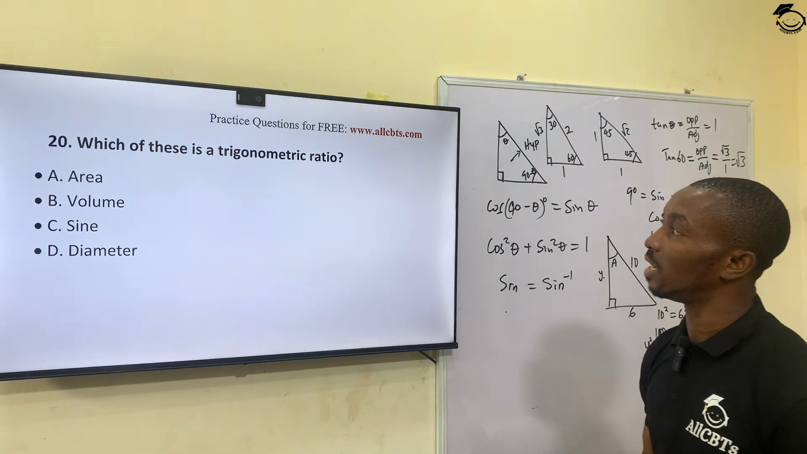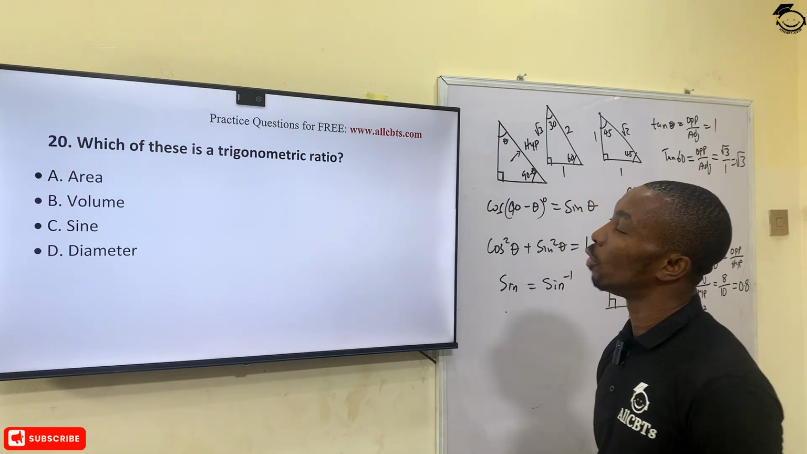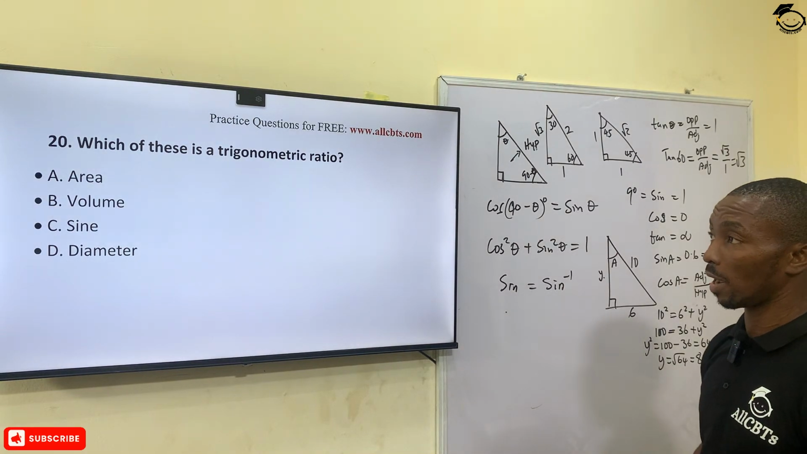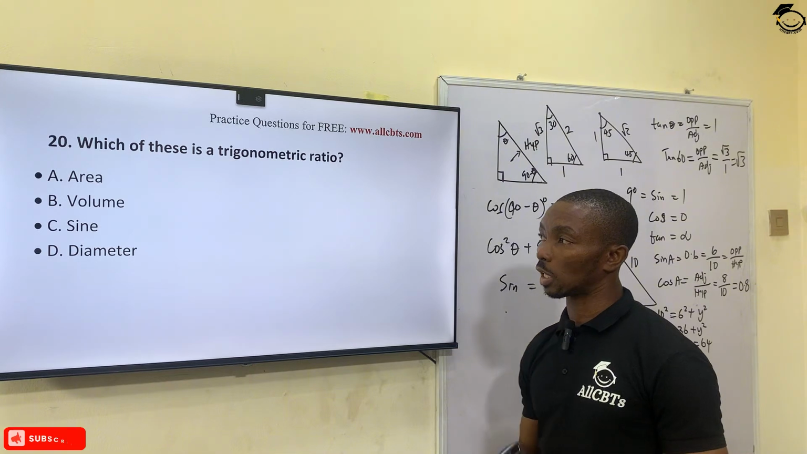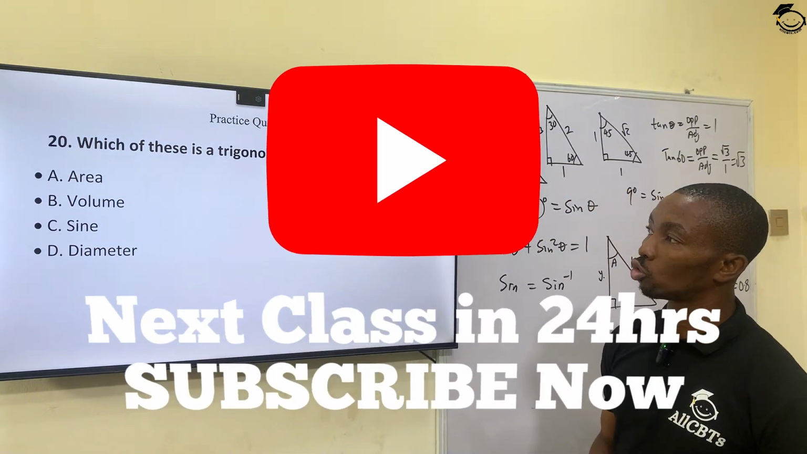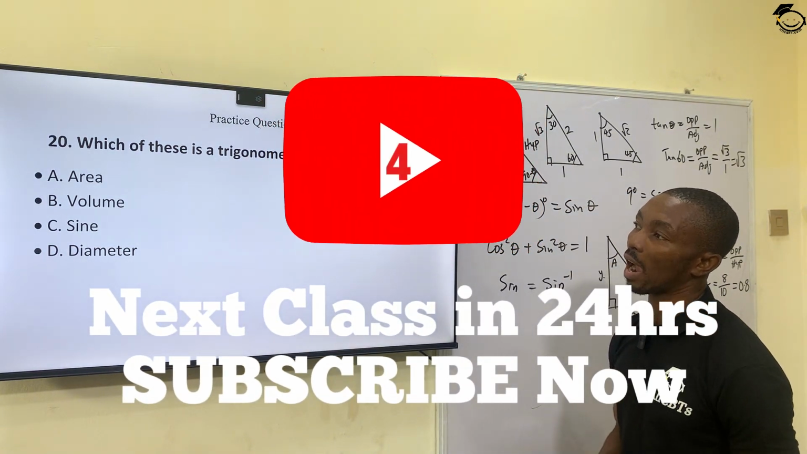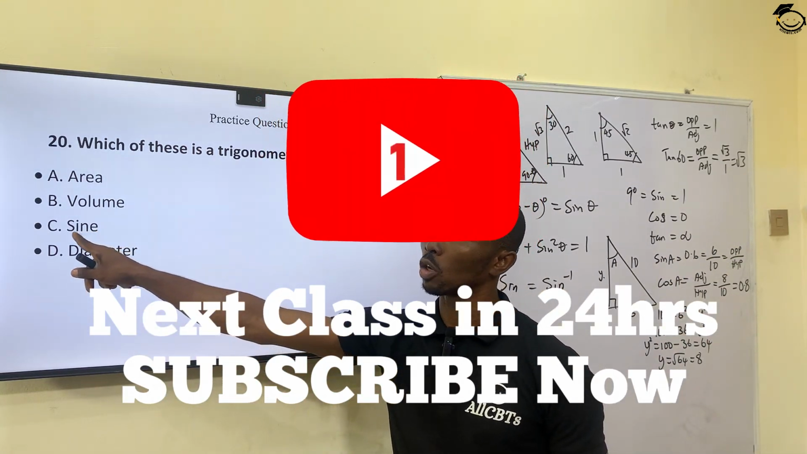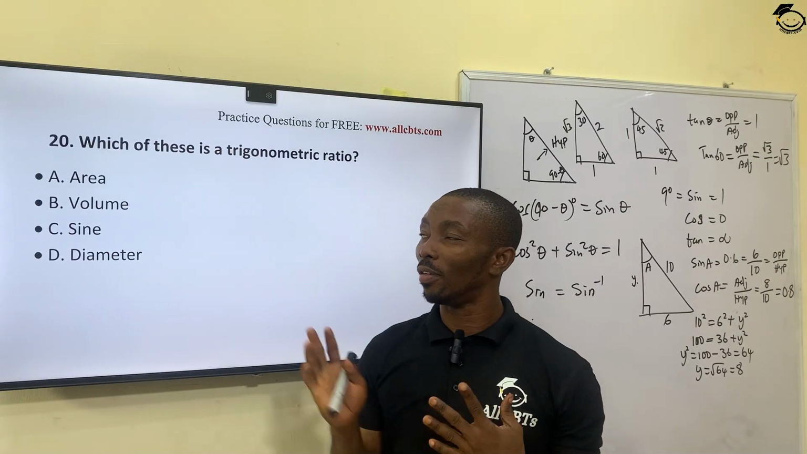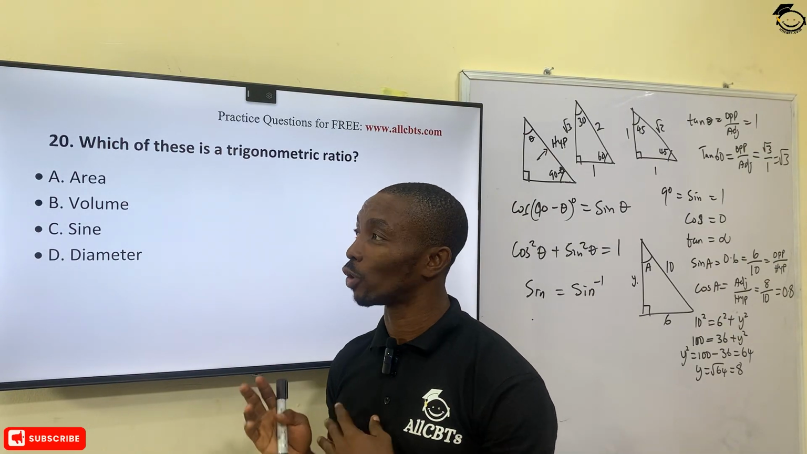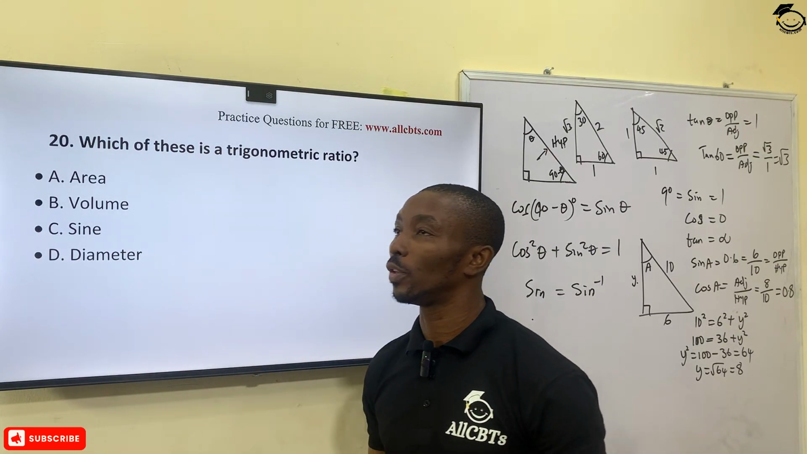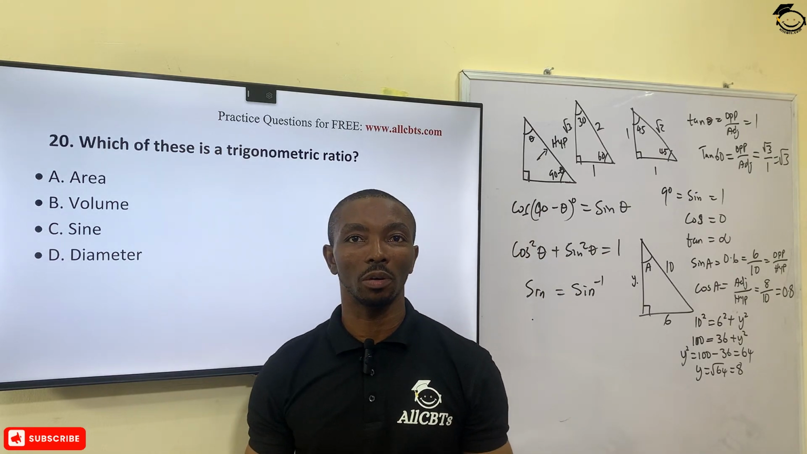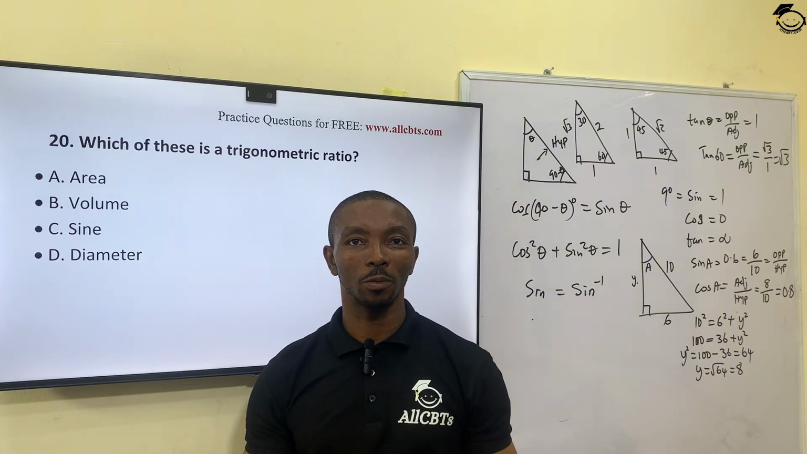Which of these is a trigonometric ratio? Now, when we talk about trigonometric ratio, we talk about our sine, cosine, and tangent. These are the three major trigonometric ratios we have. So our trigonometric ratio here will be sine, which is option C. Those are some practical questions on trigonometry. We've done a detailed video on trigonometry. If you haven't seen it, ensure to check the channel for the full video.